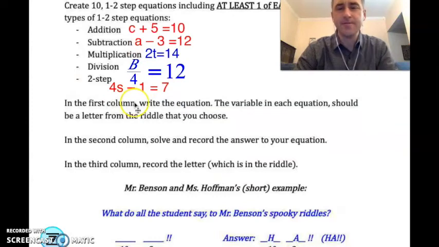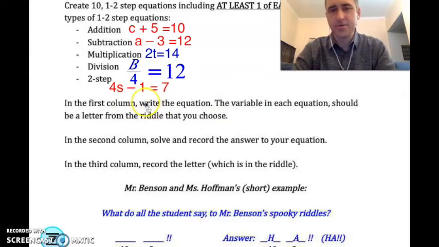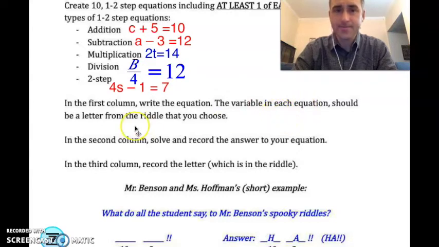So in the first column on the next page, you'll write the equation using your variable. The variable is going to match the riddle answer. Then in the second column, you're going to solve, and you're going to record your answer. And then in the third column, you're going to write the letter for the riddle.